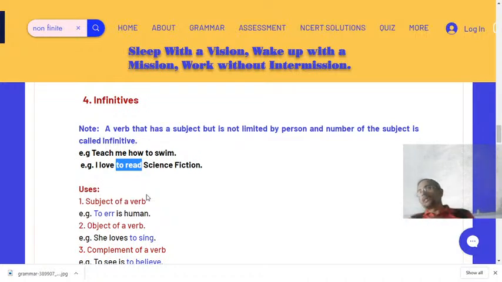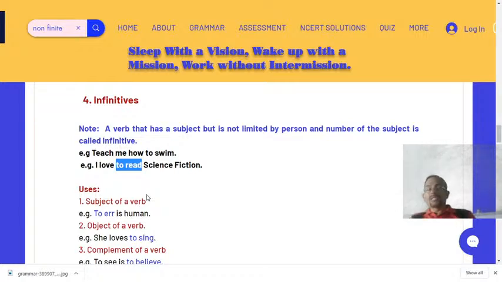Like for example, let me do the work. Here, "let me to do the work" is not given, it's just "let me do the work." So do is also an infinitive, but it is not a to infinitive, it's called a bare infinitive. For example, make him do the work. In this sentence, do is also an infinitive, but it's not a to infinitive, it's called a bare infinitive.